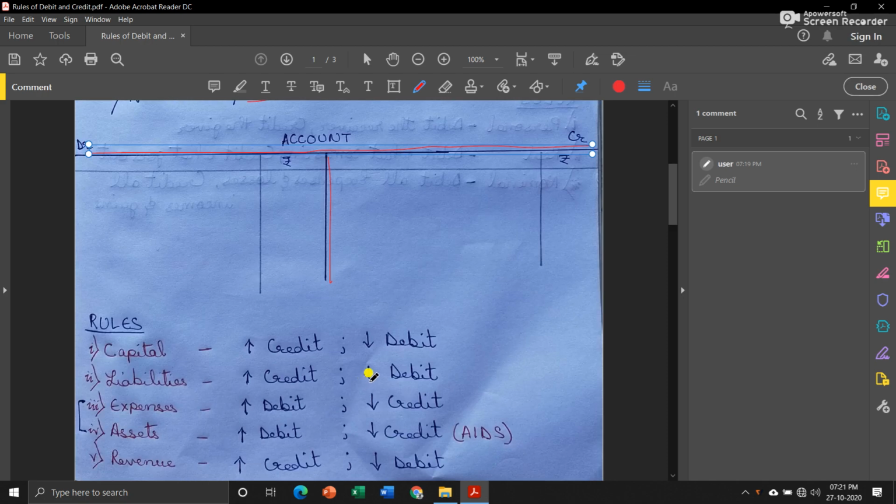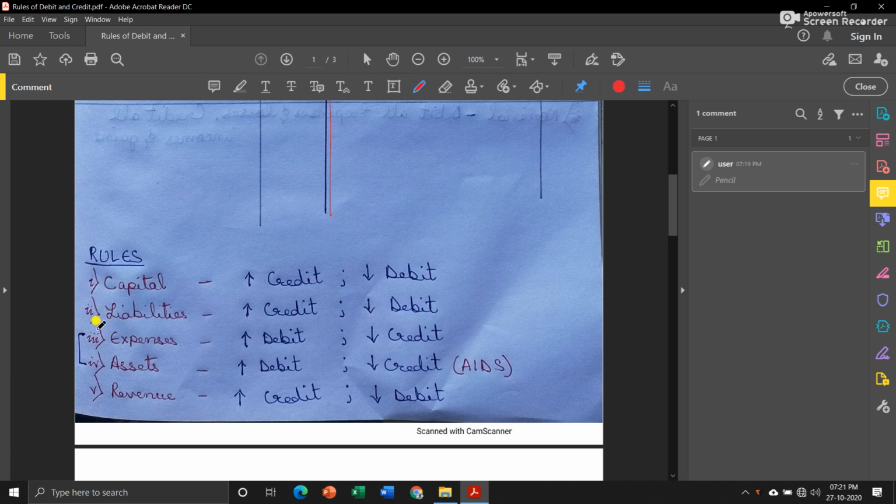According to the modern approach, for these 5 types of accounts you have to understand what kind of account comes under which category, whether it is capital, liability, expense, assets or revenue. After that, you have to remember that expenses and assets are the same: if expenses increase, they will be recorded on the debit side. If assets increase, they will be recorded on the debit side. And if the amount of expenses or assets decreases, it will be recorded on the credit side.